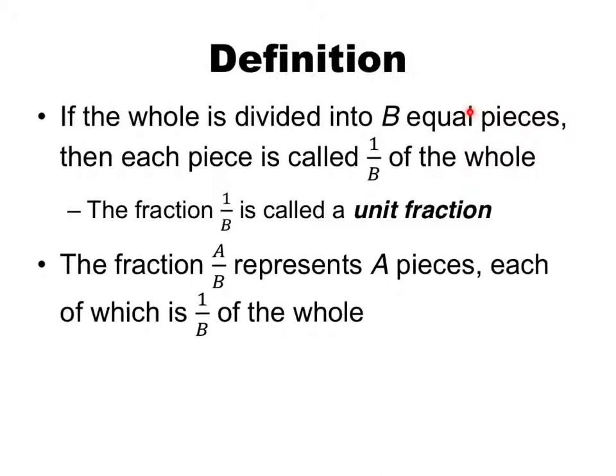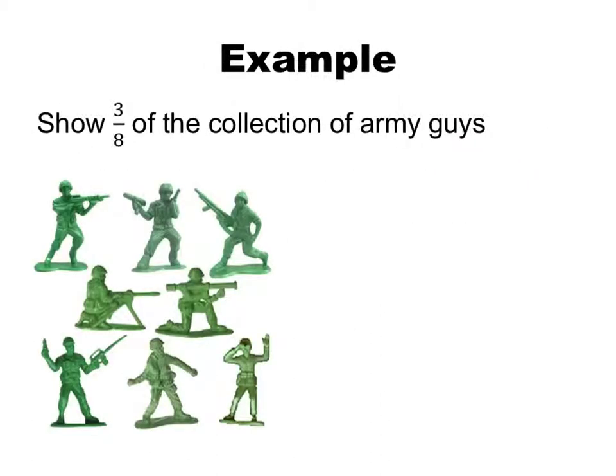First thing I want to talk about in this lesson is, what do we mean by equal pieces? One point we want to make here is that in some situations equal can mean different things. Let's illustrate what I mean by that with this simple example. I'm going to go back to our Army guys, and here's the question: show 3/8 of the collection of Army guys. By definition, this fraction 3/8 means we take our whole, in this case the collection of Army guys, and we need to divide this into 8 equal pieces.